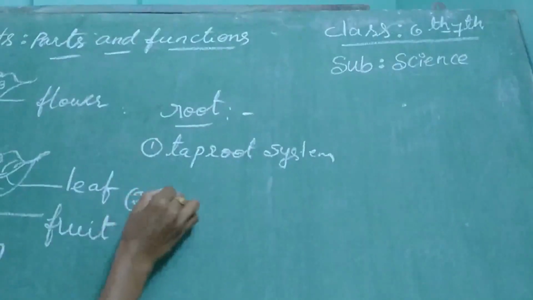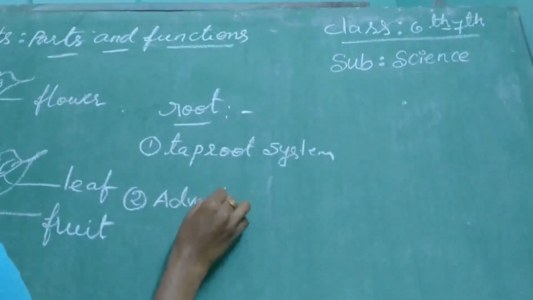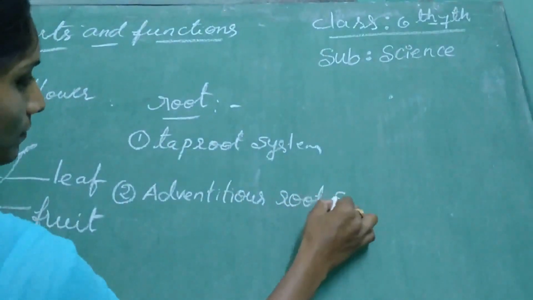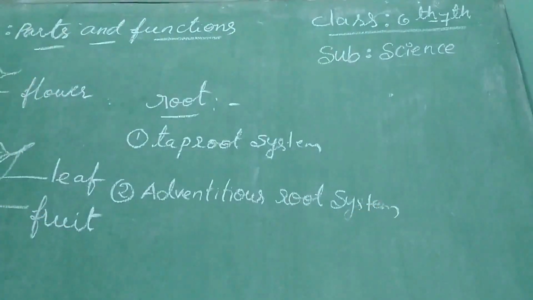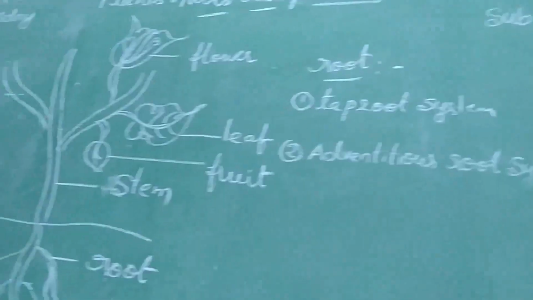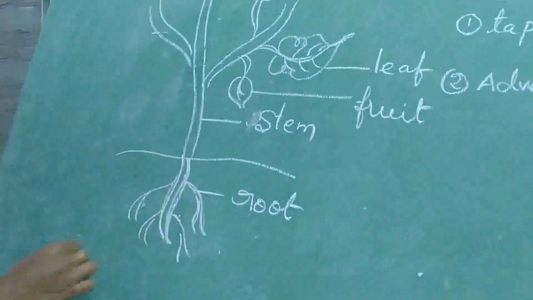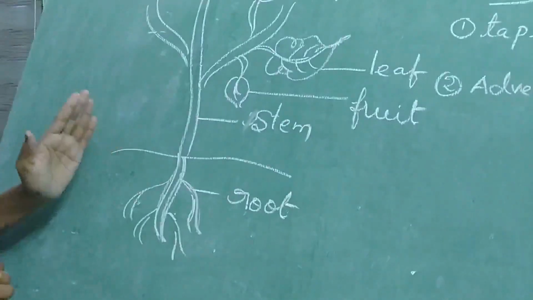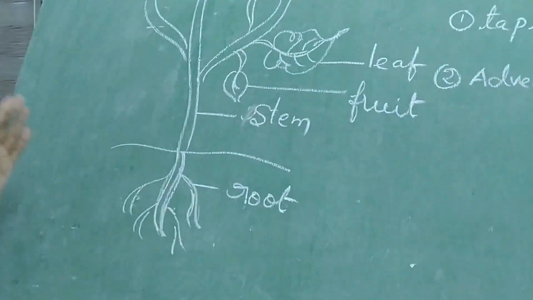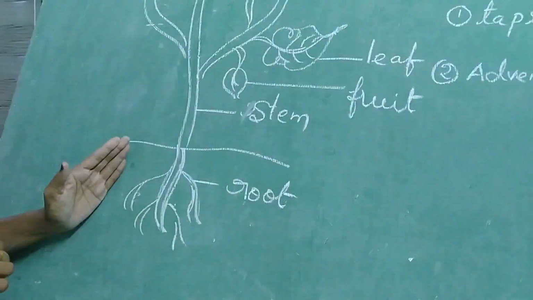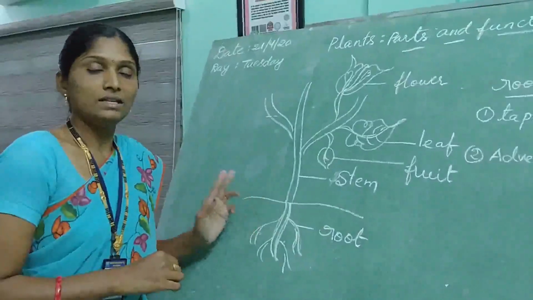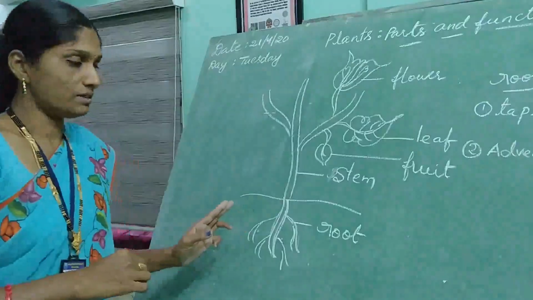And the second type of root is adventitious root system. And the uses of root: it can fix the plant tightly into the soil. That is the first use. And the second use is it can absorb the water and minerals from the soil. These are the two uses of root.